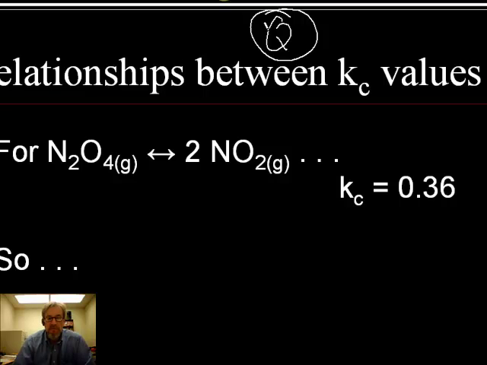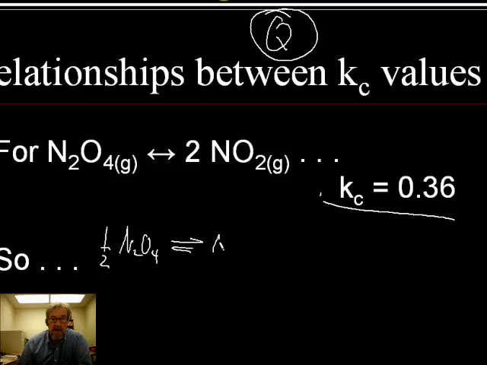It turns out that if you know K for a certain reaction, you can manipulate the reaction, turn it around, change the coefficients, and predict what K is going to be for the resulting change. So here's one example. If we had N2O4 in equilibrium with two NO2s, and Kc for that reaction at a certain temperature is 0.036, we could figure out what Kc would be if we cut all the coefficients in half. So in other words, for 1/2 N2O4 in equilibrium with 1 NO2, what would K be?